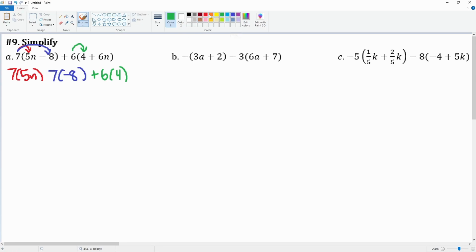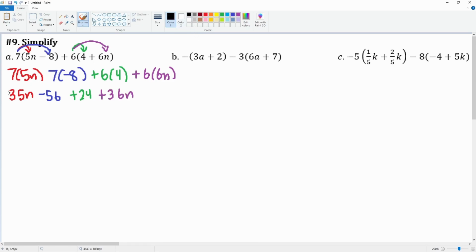And then you have your purple, which is just 6 times 6n. Okay, so the first part, 7 times 5n, that is 35n. Then you have your 7 times -8, which is a -56. Then you have your 6 times 4, which is your +24. Then you have your 6 times 6n, which is 36n.